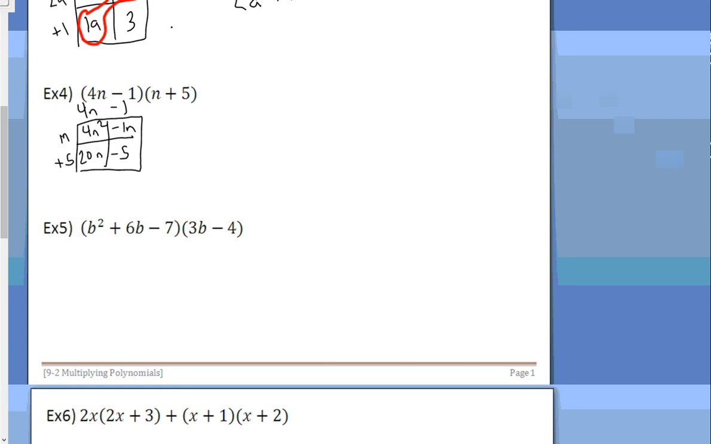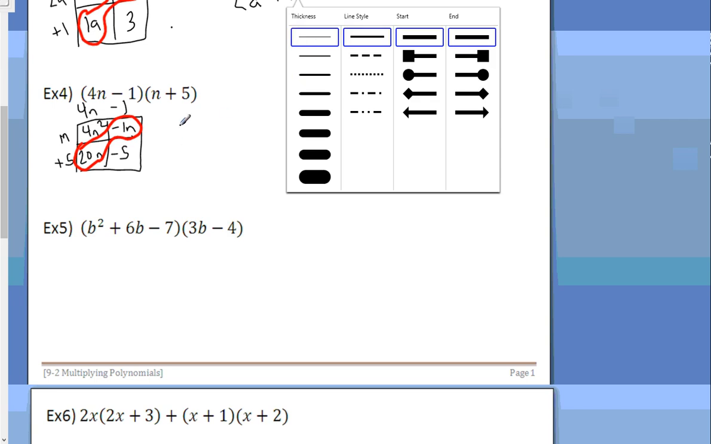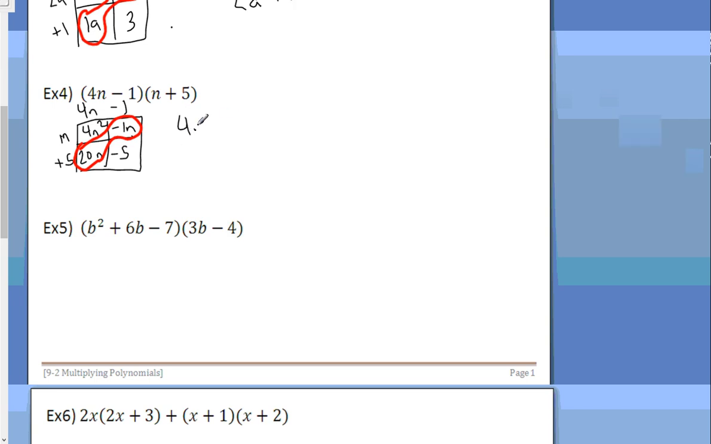And just like I said before, see this diagonal, these can be added, right? So what do I end up with? I end up with 4n squared, because I write n squareds first. 20n plus a negative 1 is 19n minus 5. And there's my answer. Got it?